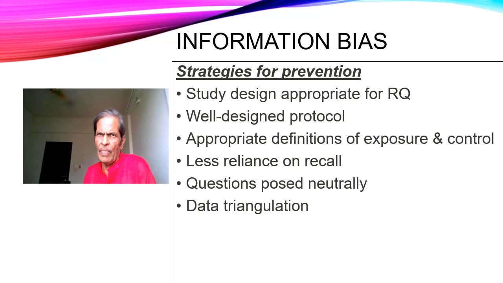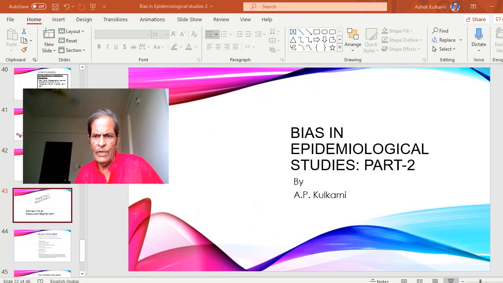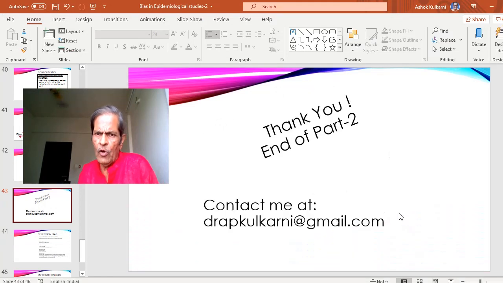Less reliance on recall. As far as possible, recall should be avoided. If information can be obtained from the records, you should not rely on the recall of the person for that information. Minimum reliance on recall will minimize information bias. The questions should be posed neutrally, and data triangulation, if resorted to, will reduce information bias to a great extent. So this finishes part 2 of the study.